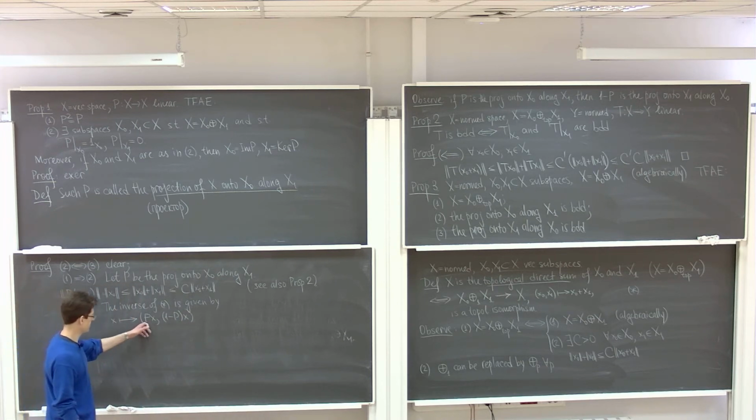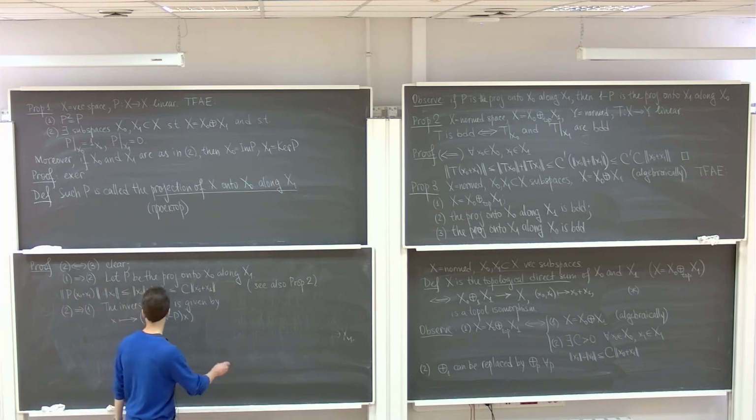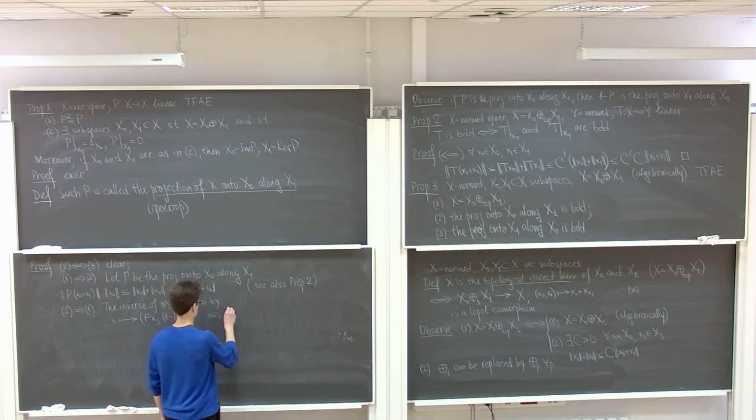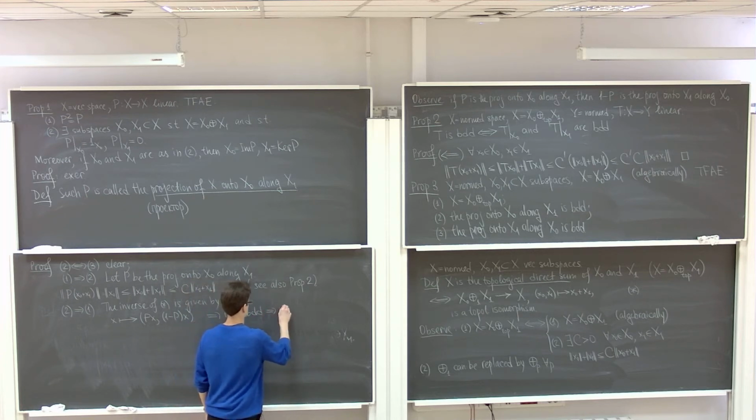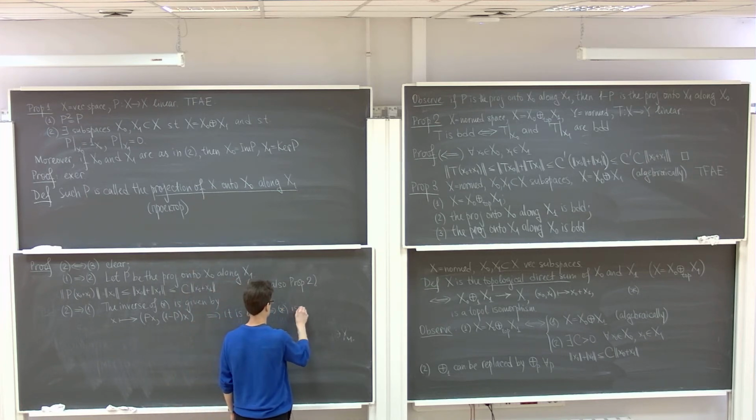And so since p is bounded, equivalently this means that 1 minus p is bounded, this readily implies that this operator is also bounded. So we conclude that star is indeed a topological isomorphism.